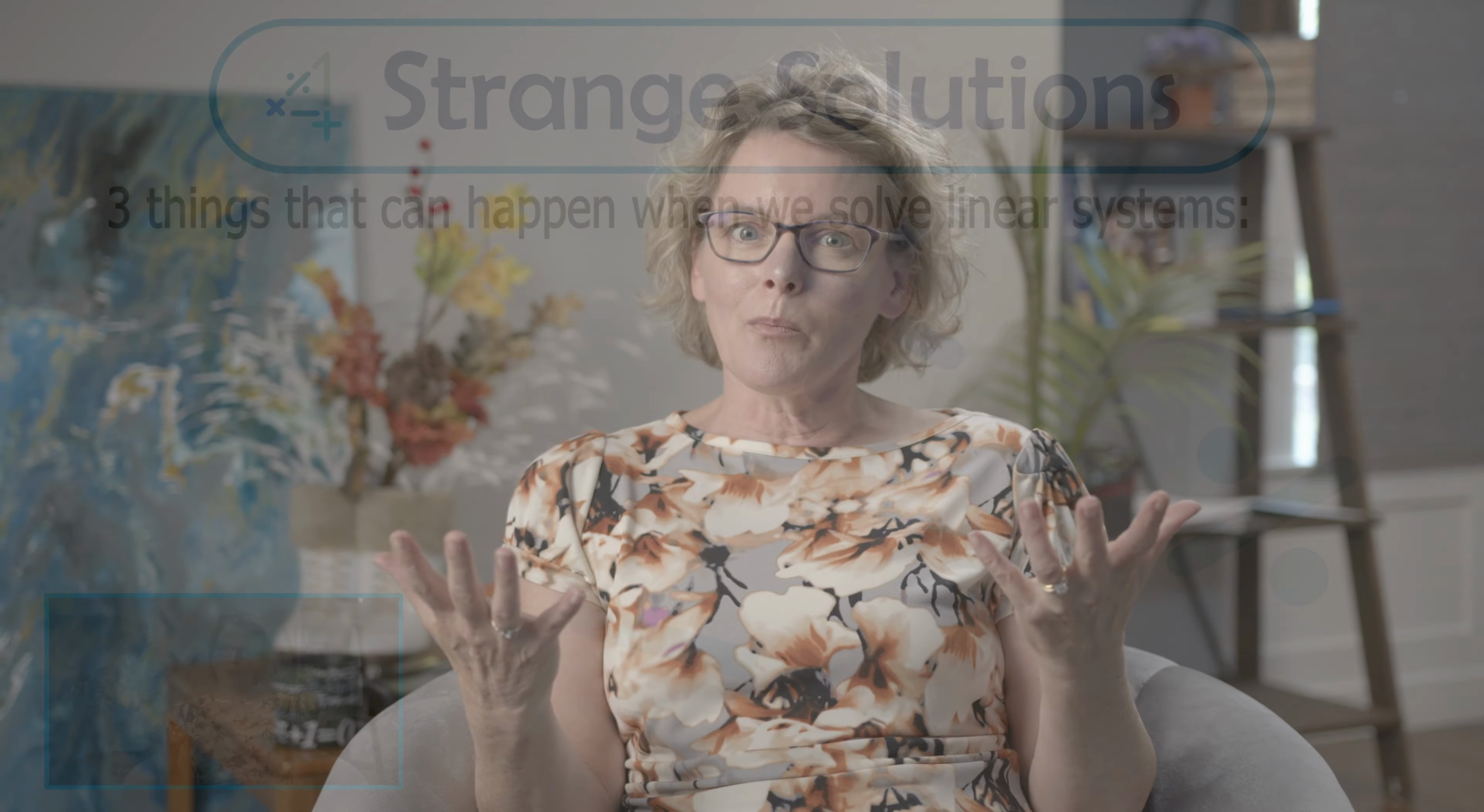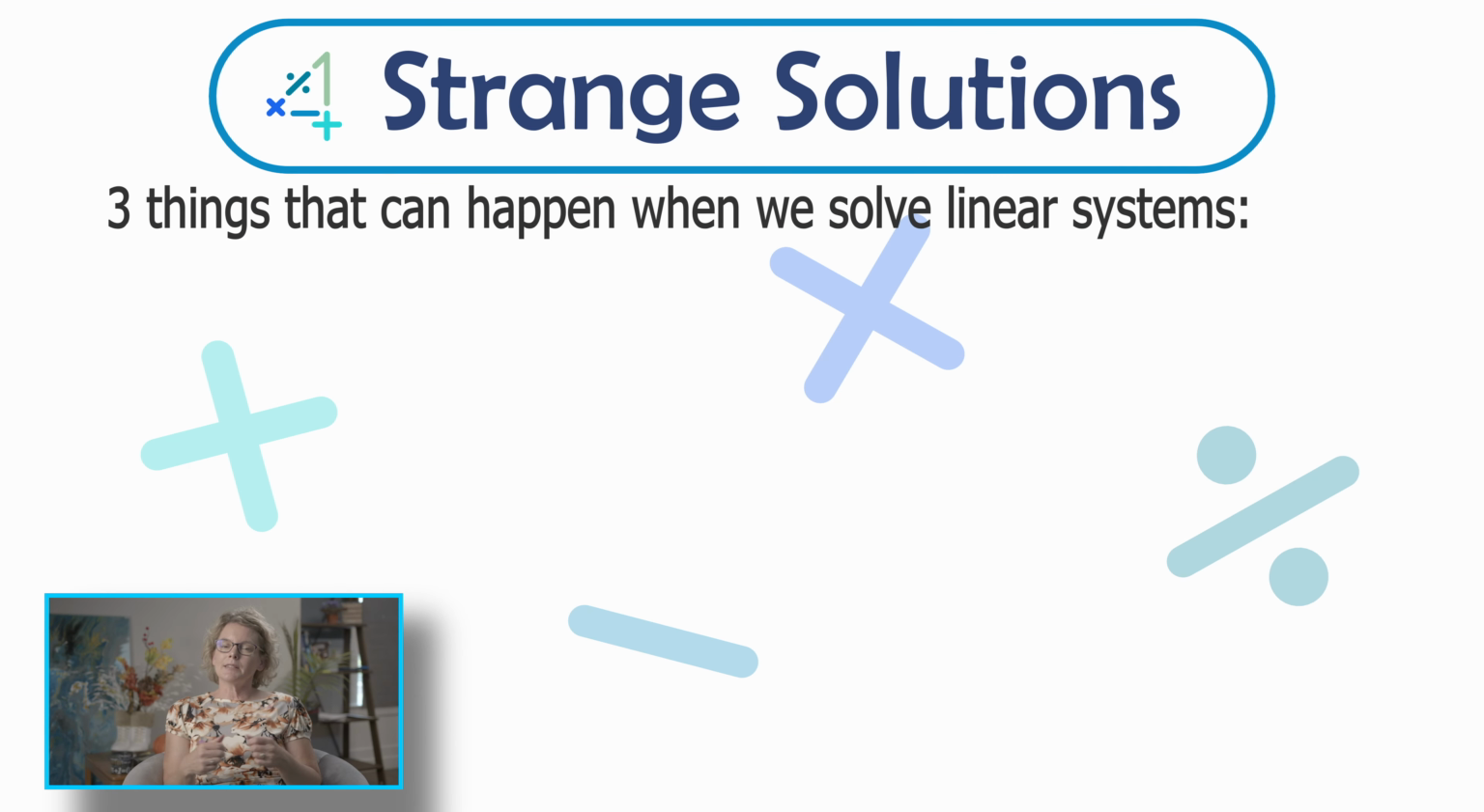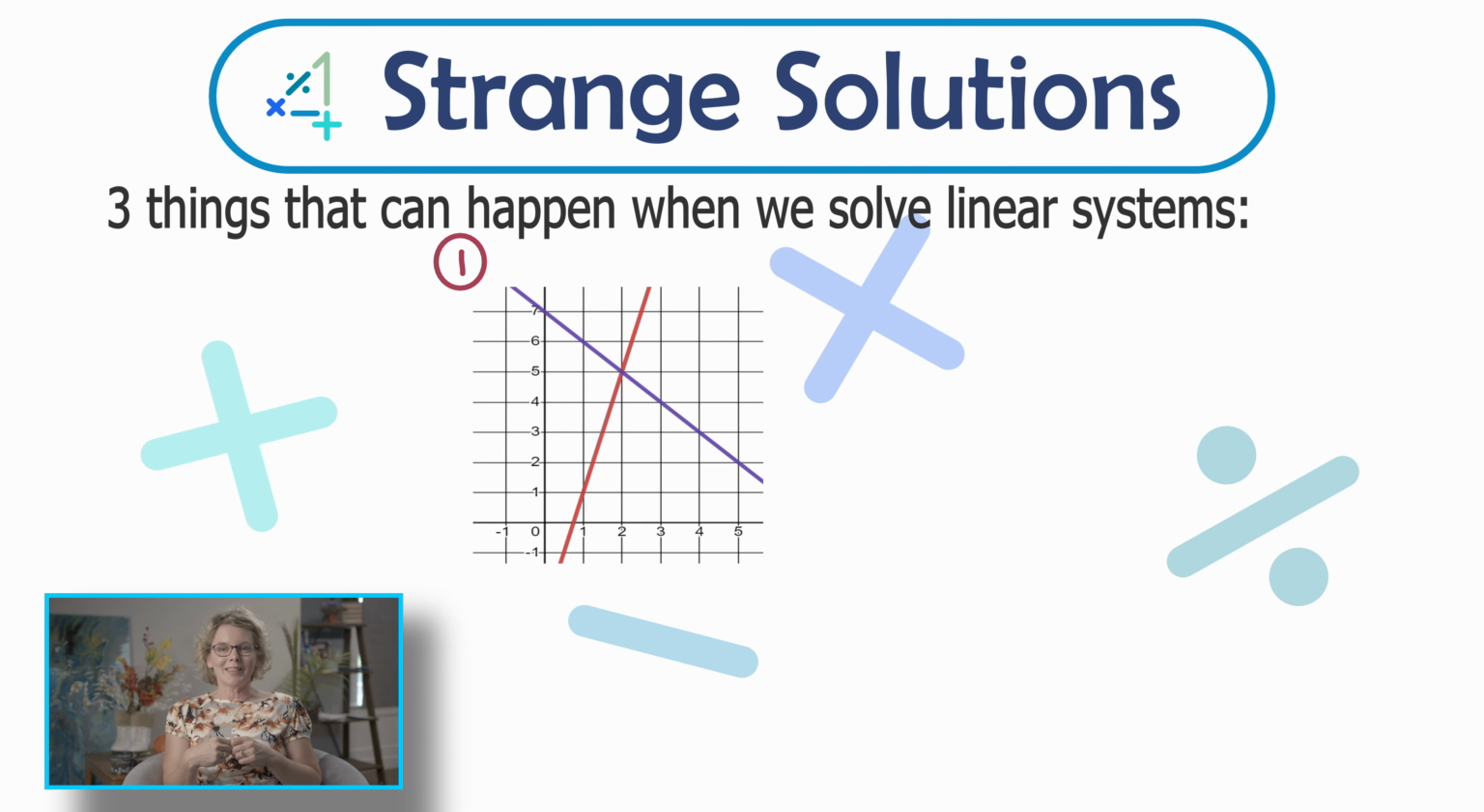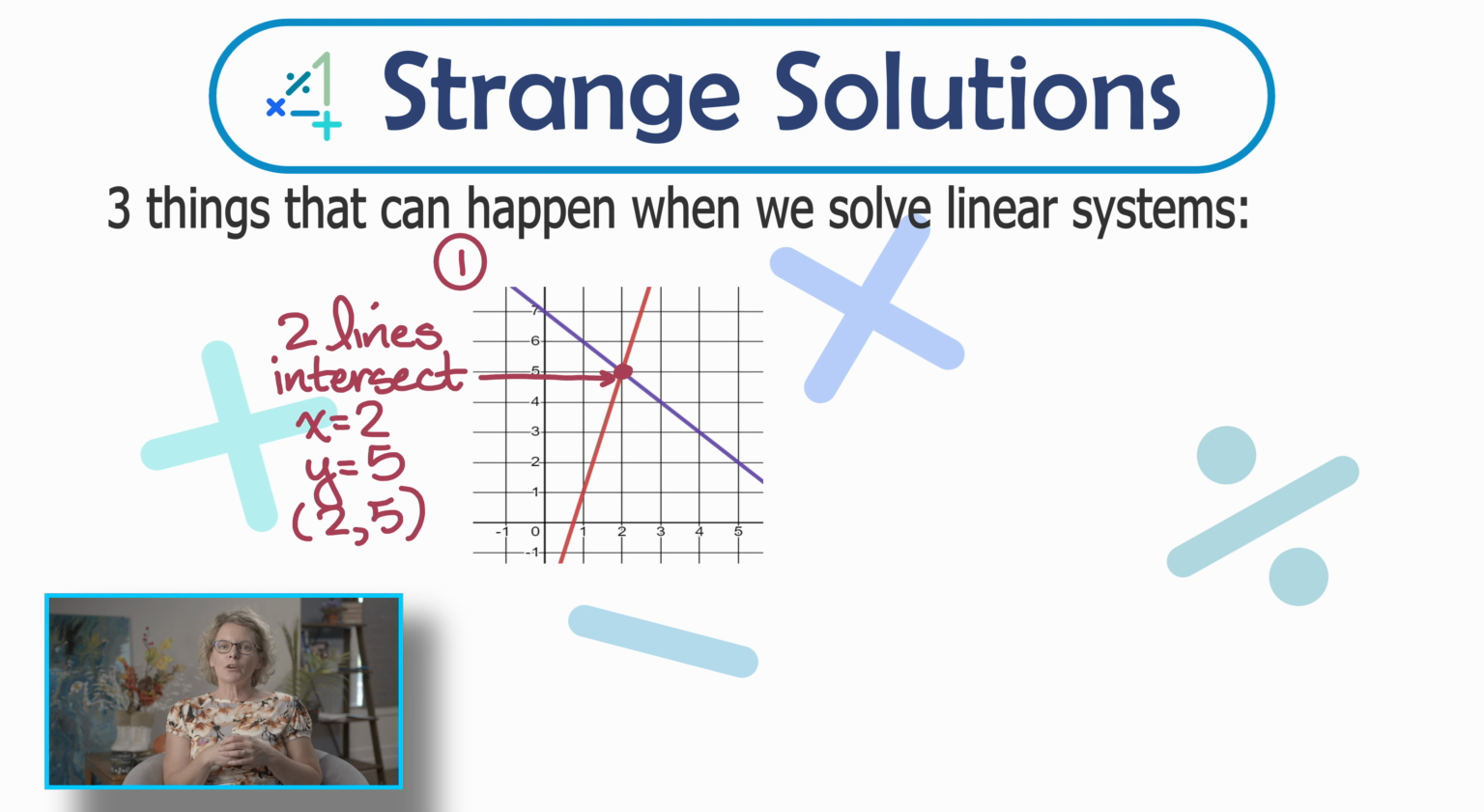First, the type that we're used to so far and the most common, 2 lines that intersect at one point like this. As we solve these, our variables equal numbers and we give the answer as a point. No problem there. These next 2 get strange.